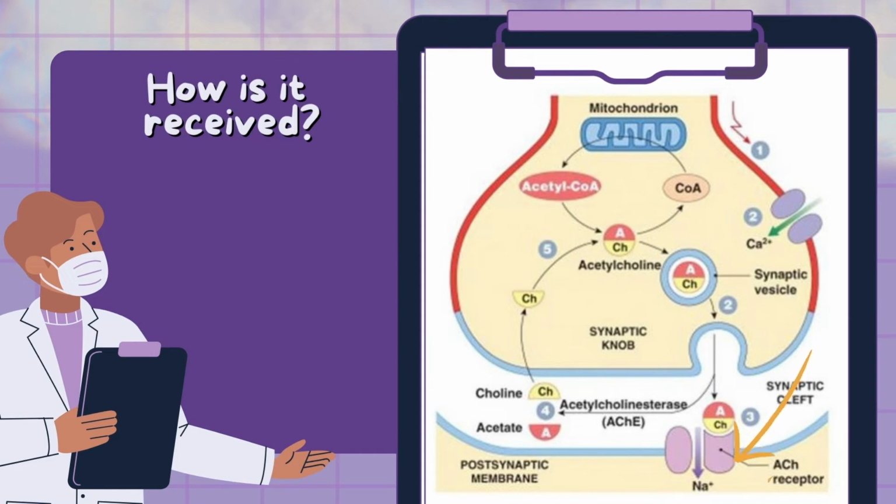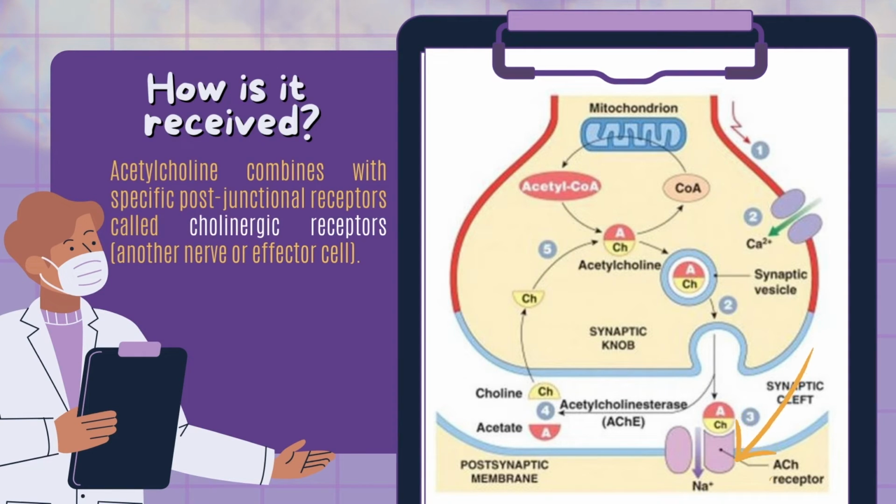So, how is acetylcholine received by the postganglionic cell? Now that the neurotransmitter acetylcholine is released, it is first welcomed by the receptors of the postsynaptic cell, or it combines with specific postjunctional receptors called cholinergic receptors, which are on another nerve or effector cell. These are divided into two, muscarinic and nicotinic receptors.